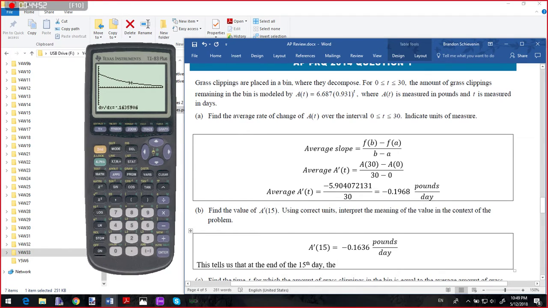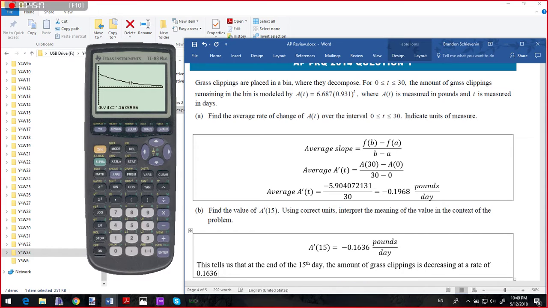Okay, what's happening to the amount of grass clippings? Decreasing. It is decreasing at what rate? Decreasing at 0.1636. Okay. Pounds per day. Okay. Any questions on A or B?